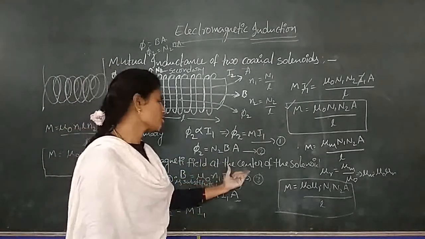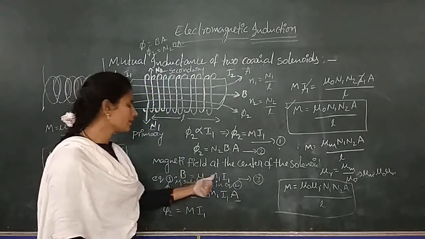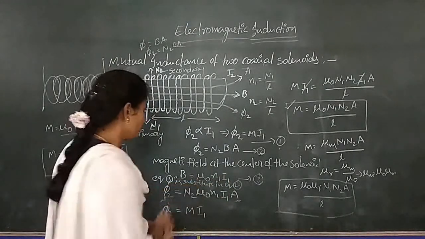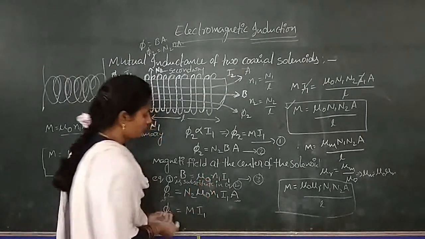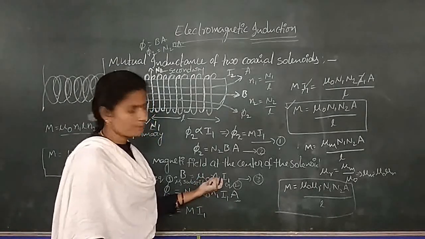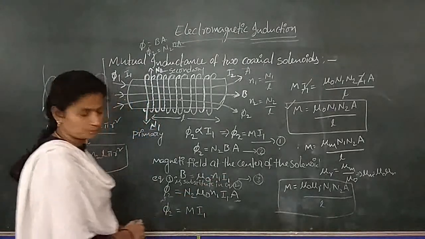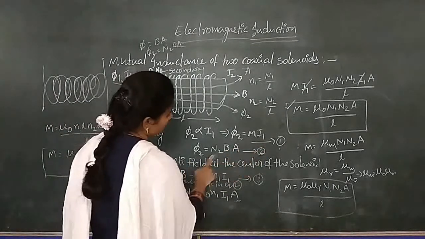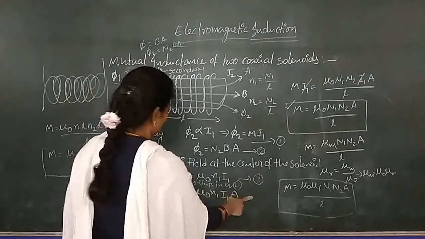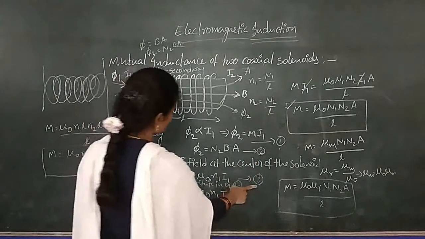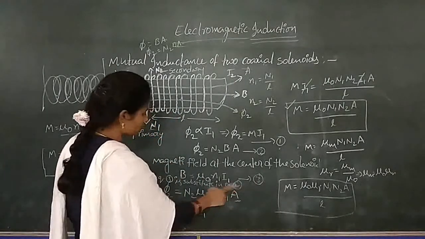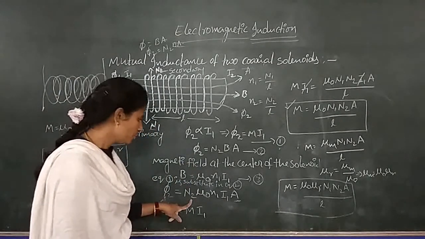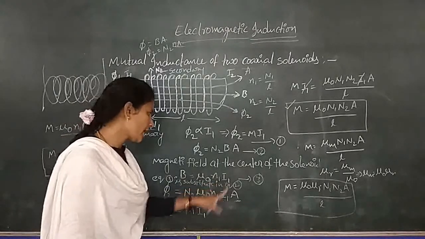The magnetic field at the center of the solenoid is B equals mu naught n1 I1, where small n1 is the number of turns per unit length. So phi 2 is equal to M I1, this is equation 1, and phi 2 is equal to N2 into BA, this is equation 2. The magnetic field at the center of the solenoid is equation 3. We substitute equation 3 in equation 2. From that, phi 2 is equal to N2 into mu naught n1 I1 A.